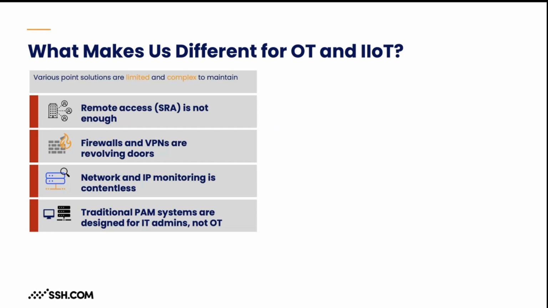Network and traffic monitoring are useful tools for analyzing and controlling the OT target environment, but they rarely offer features to enable just-in-time zero-trust access. And traditional privileged access management systems are designed for IT admins, not OT use cases.